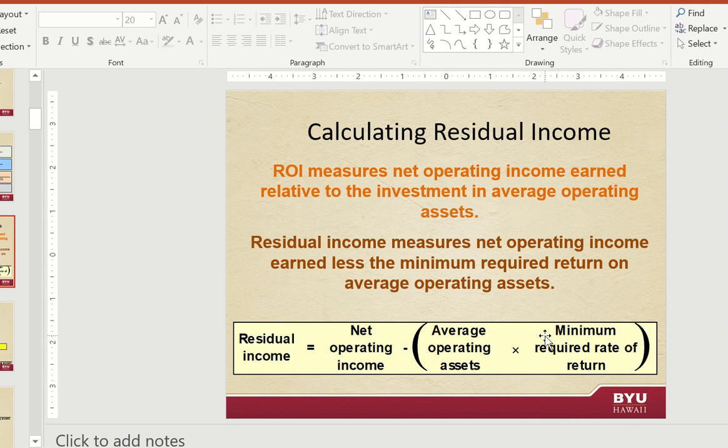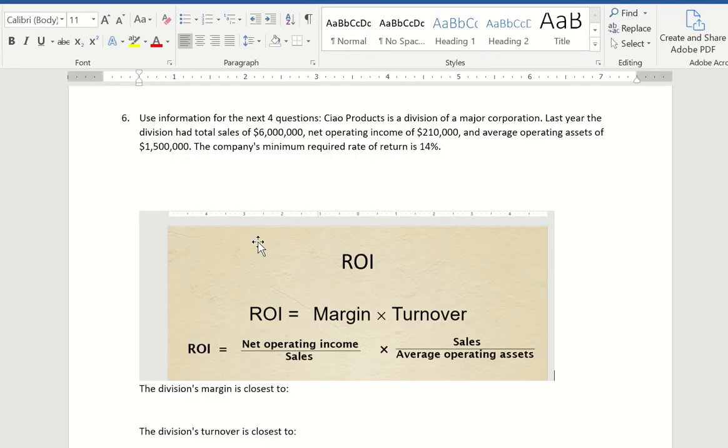It can be anywhere from, I would say, probably 8 to 20%. It just depends on what the company is requiring. What do they need to make in order to feel comfortable with a specific investment, or feel like they're meeting their benchmarks or standards or key performance indicators? And so let's go back to the problem.